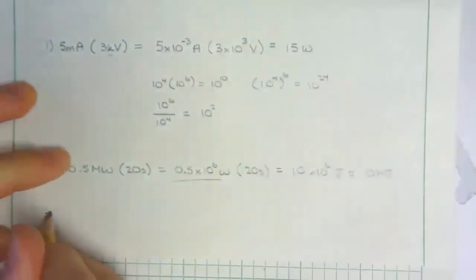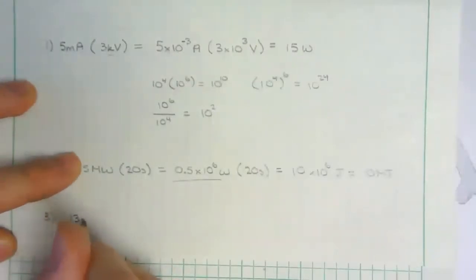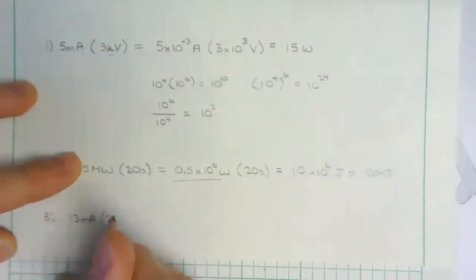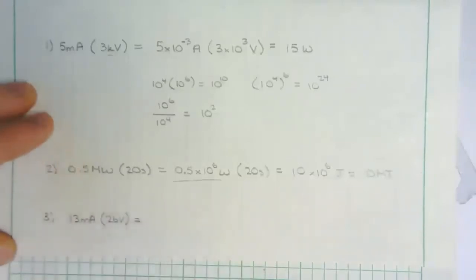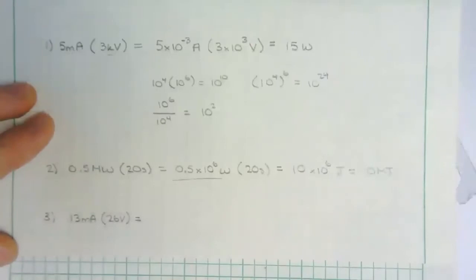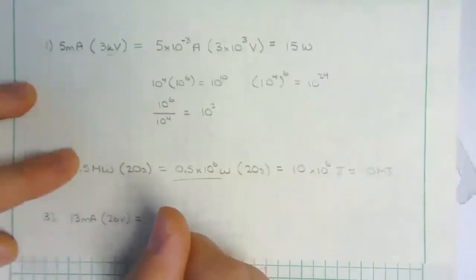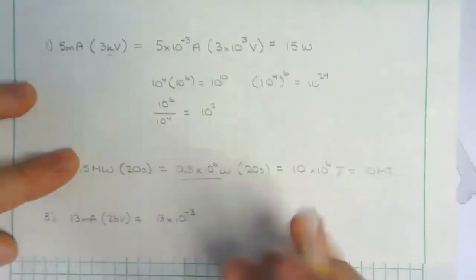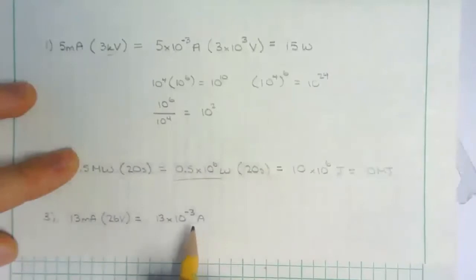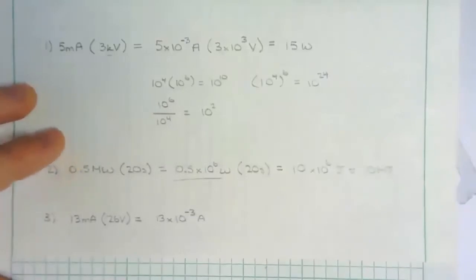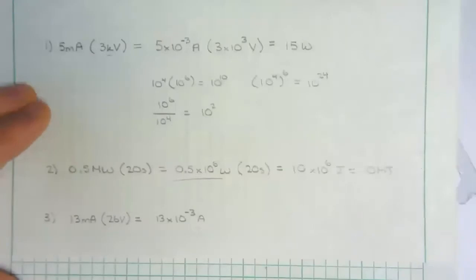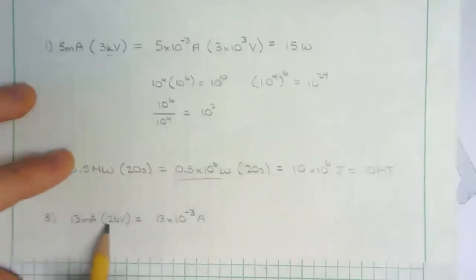Number 3 we'll do. So we have 13 milliamps times 26 volts. Take a second, wait. And we'll go for 13 times 10 to the negative 3 amps, since we have milli. I like keeping my units, keep the units going through the whole process. That way we know, especially when you're going around circuits, if you're solving for a current and you start multiplying, so you want current and you multiply volts times ohms, you did something wrong, because a volt times an ohm does not equal an amp. So then we also have 26 volts.